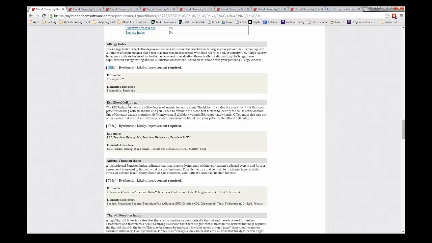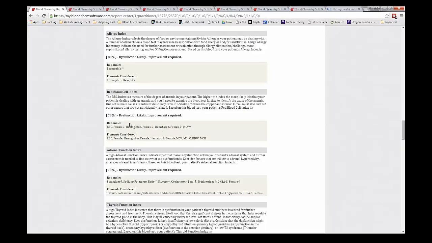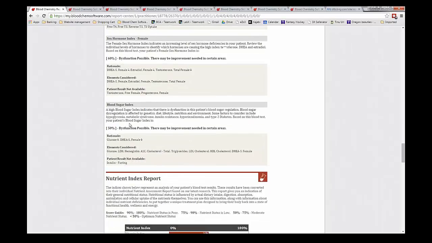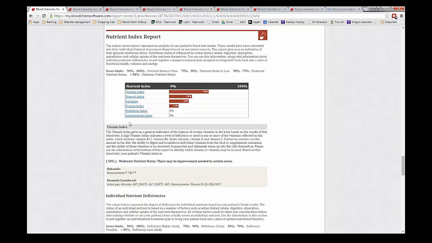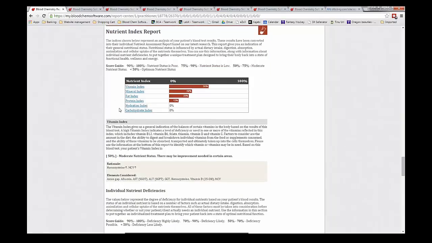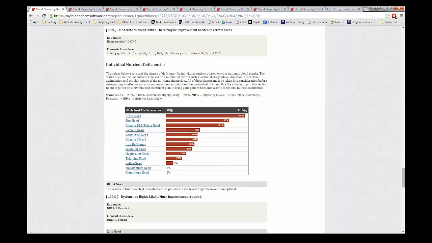So for a red blood cell index, the red blood cells were low, hemoglobin was low, hematocrit was low, and the MCV was high. These are all signs of red blood cell indications of something going on in that system. Nutrient index, nothing really equivocal here. I know that there are probably individual nutrients that are going to be out of balance, but collectively there's not enough to really show that there's real need for vitamin support. So let's go take a look at the individual nutrients.